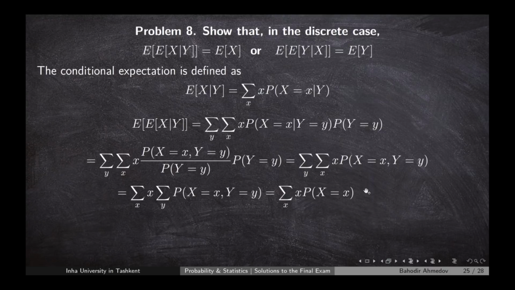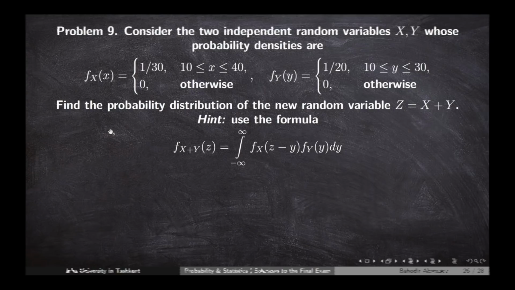And the summation of the x multiplied by the p of x is going to give me the expected value of the x. So we just proved that the expectation of this expectation is going to be equal to simply the expectation of the x. Let's continue with discussing solutions to problem number 9 on the sum of two random variables. If the two random variables x and y are given with the following density functions, then their sum, which is z, has the following density function.